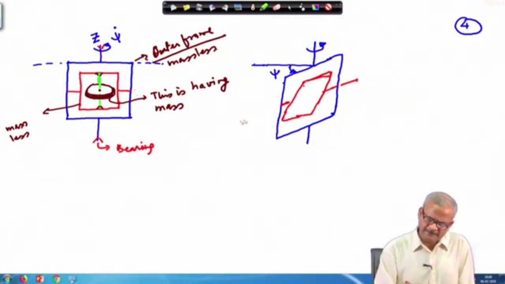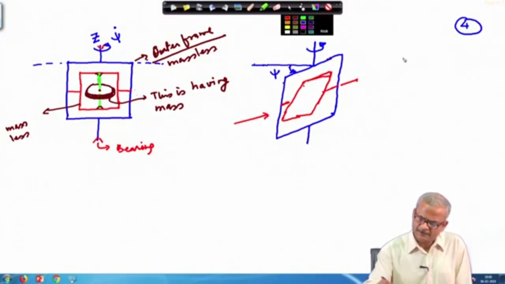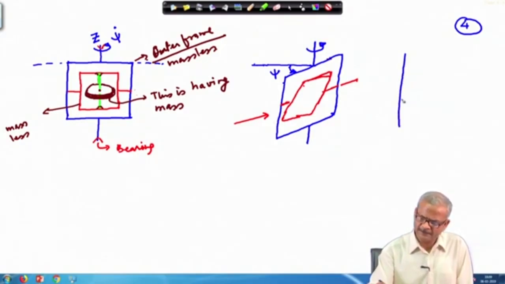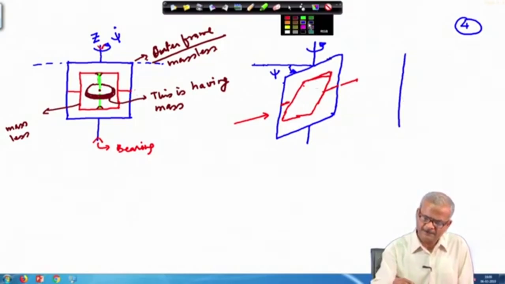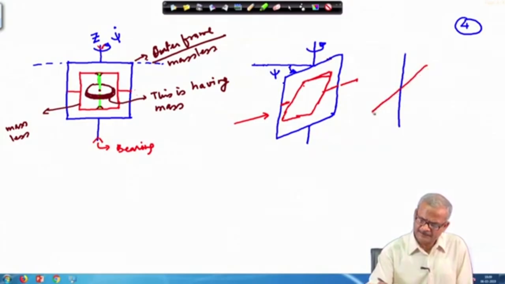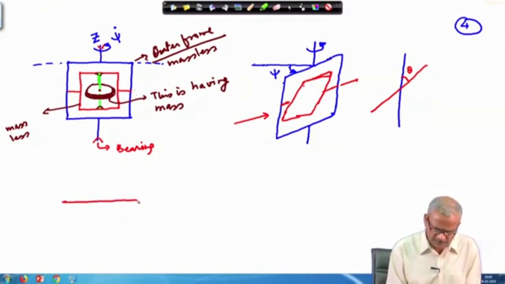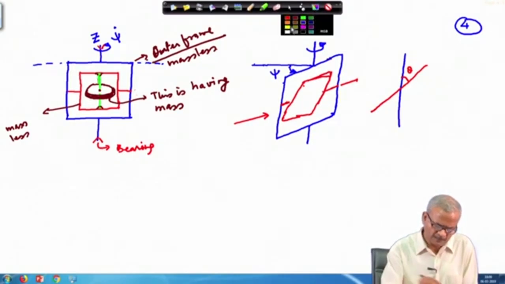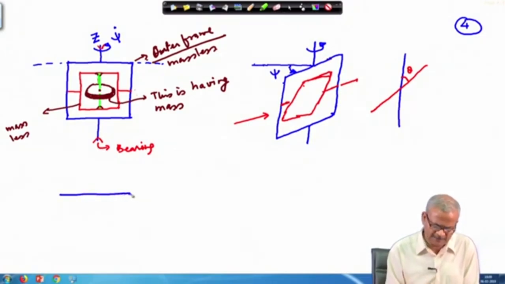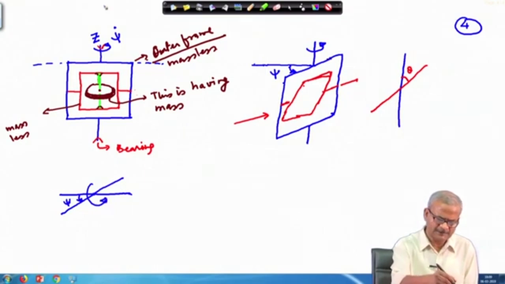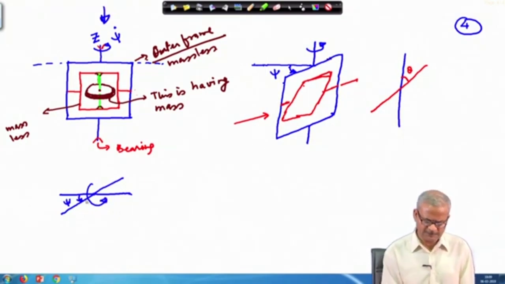If I look from the side, this frame will appear as a straight line, and the red frame will appear inclined in this way, and this angle we show by theta. If I see it from the top, this frame will also look like a straight line, and if I rotate it by psi angle, it is going to look like this. So this rotation, seen from the top, is anti-clockwise.